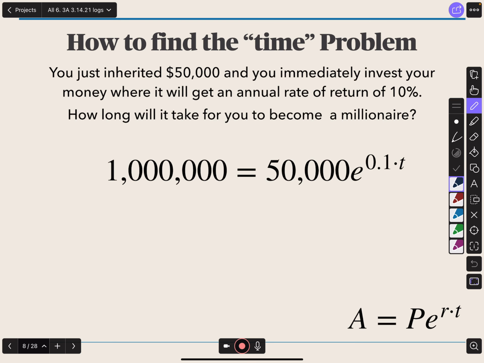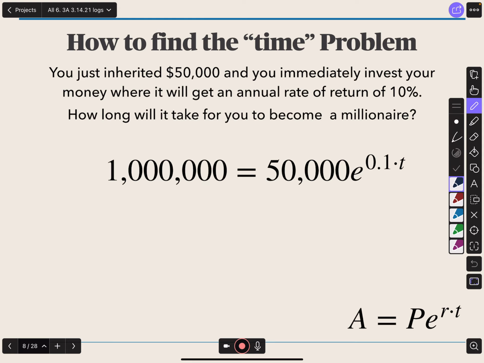Now the logarithmic function, at least in my opinion, kind of stems from this idea. Let's say you inherited $50,000 and you immediately put it in the bank or into the stock market for 10% interest. How long will it take you to become a millionaire? So here's the setup for it.